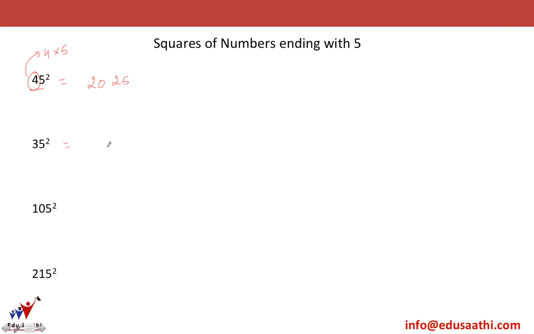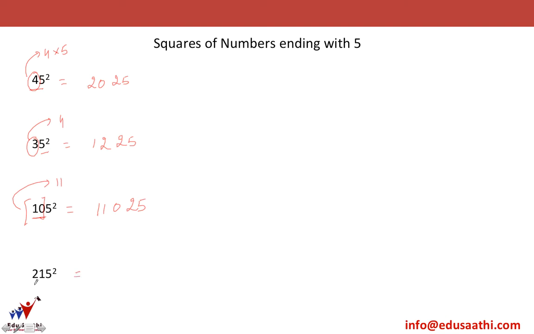Similarly, 35 square would be 5 is there, so you'll write 25. 3, the next integer to 3 is 4. So 3 into 4 is 12. So the answer is simply 1225. 105 square, again write 25. I have 10 ahead of 5 here. What is the next integer to 10? This is 11. 10 into 11 is 110. So the answer is 11025.